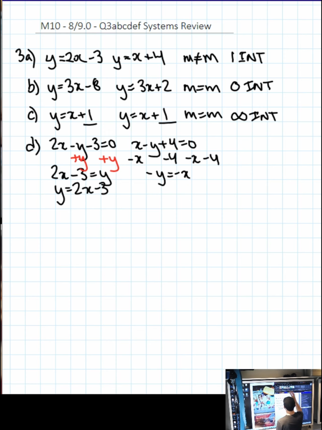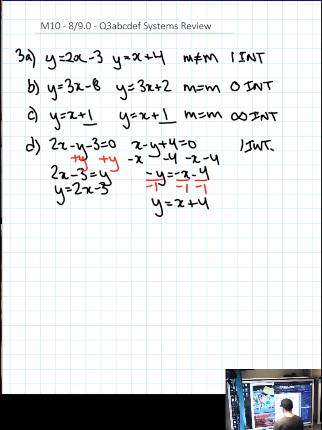minus 4. Then I'm going to divide both sides by negative 1, not doing the lazy thing. Therefore, y equals, a negative divided by a negative is a positive. And notice we have different slopes. Therefore, we must have one intersection.